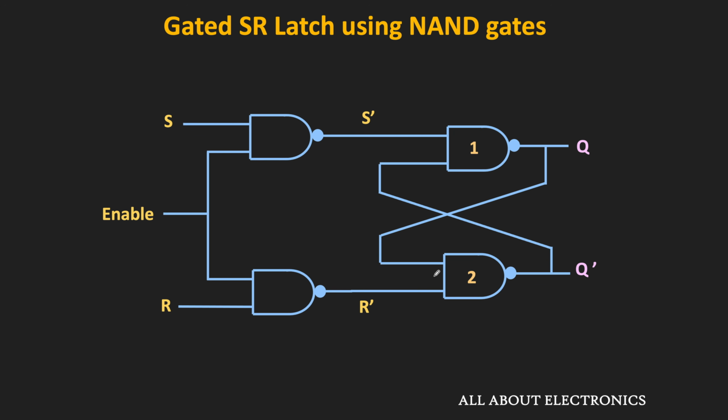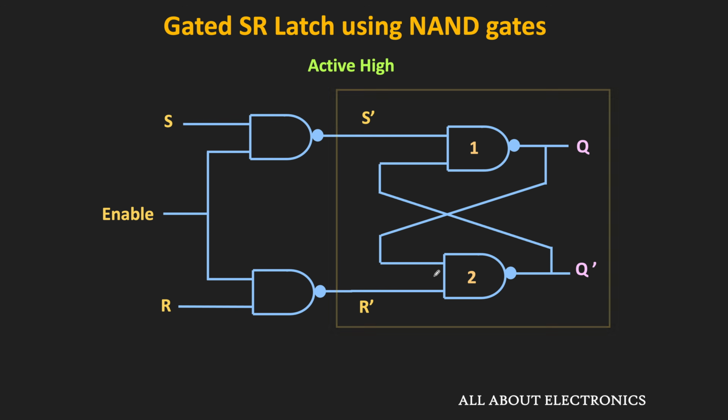So just by adding two more NAND gates, this NAND gate based SR latch can be converted into the gated SR latch. But now this gated latch will be active high. If you see this NAND gate based normal SR latch, then it was active low. But once we add the two more NAND gates, then it will become active high. So here these S and R are the inputs to this gated SR latch, and this S dash and R dash are the inputs of this transparent latch.